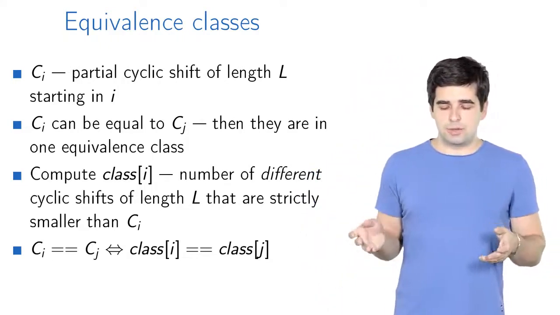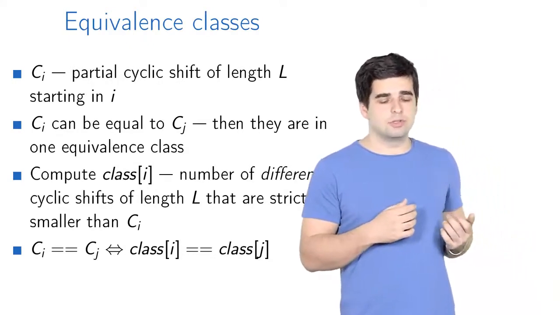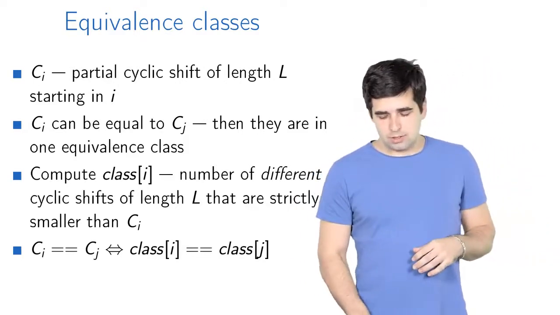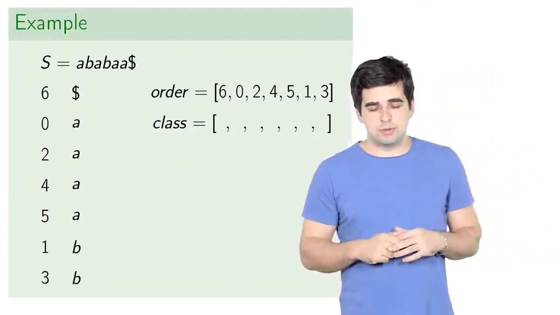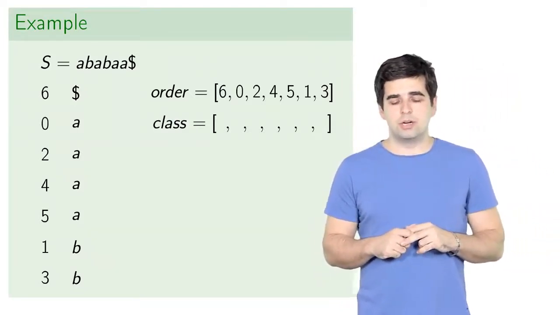Before computing this array class, we assume that we have already sorted all the cyclic shifts of the current length L. So how do we actually compute the classes of the cyclic shifts when we already know their order?